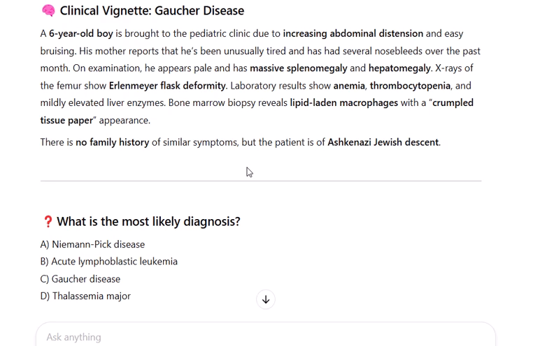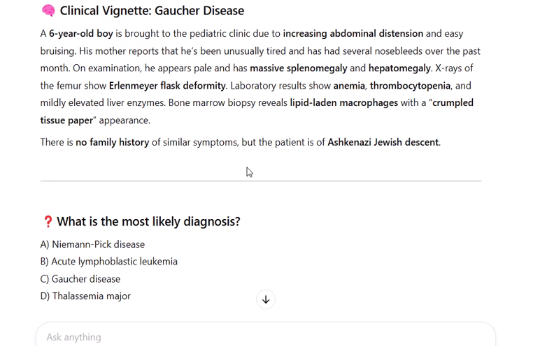On examination, he appears pale and has massive splenomegaly and hepatomegaly. X-rays of the femur show Erlenmeyer flask deformity. Laboratory results show anemia, thrombocytopenia, and mildly elevated liver enzymes. Bone marrow biopsy reveals lipid-laden macrophages with a crumpled tissue paper appearance. There is no family history of similar symptoms, but the patient is of Ashkenazi Jewish descent.